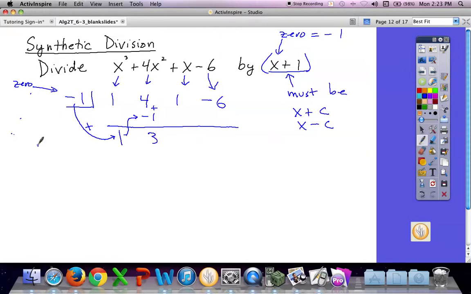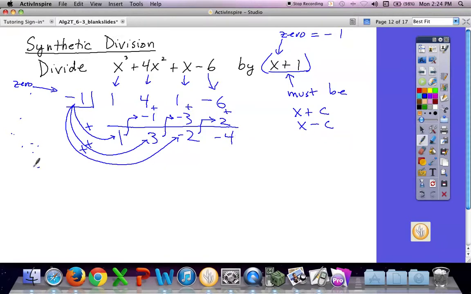Then you repeat the process. You're going to multiply negative 1 times 3 and put the result here. That would be negative 3. Add. Next, repeat it. Negative 1 times negative 2 is 2, and you put the result there. And then you add.